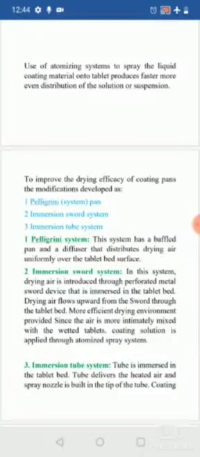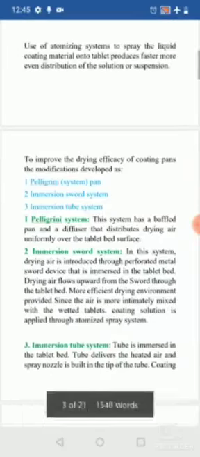And the coating solution is also applied by the atomized spray system. As already discussed, it is like your sprinkler spray system, the atomized spray system. You are going to insert the coating solution, and again it is uniformly distributed. There will be more uniform distribution of air and more uniform distribution of the coating solution. So the tablet is going to be coated in a shorter period of time, and you are going to get efficient results by using the immersion sword system.